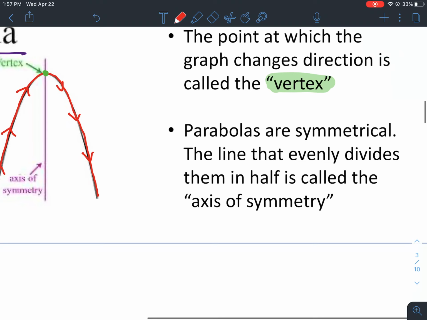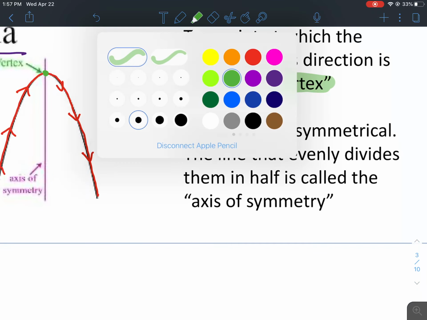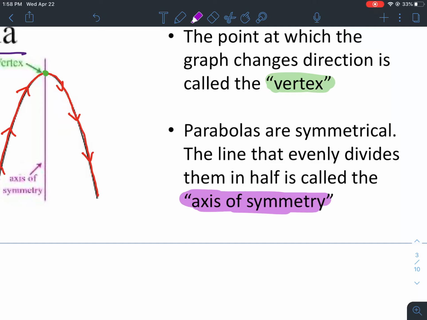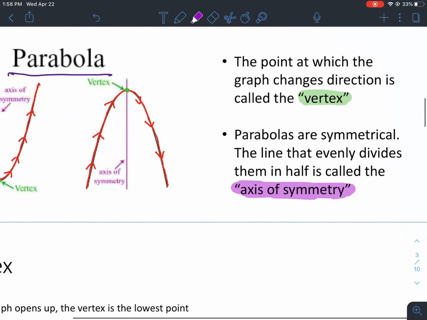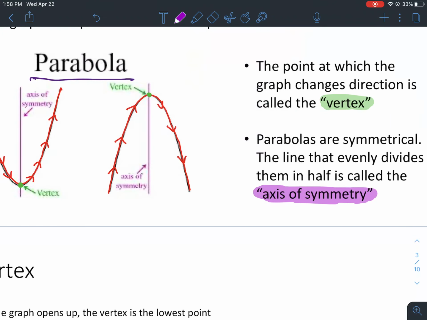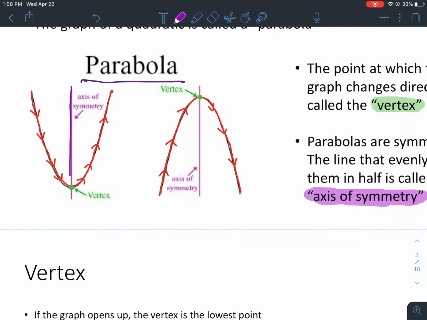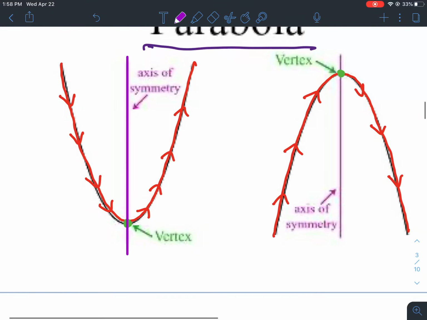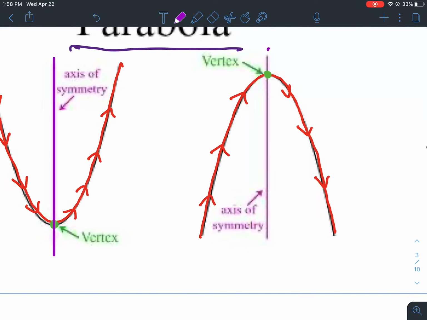Lastly, parabolas have something called the axis of symmetry. Now, the axis of symmetry is the line that basically cuts the parabola perfectly in half. That line of symmetry is always going to go through the vertex. So we can see in this first case, the axis of symmetry is right here. It's going perfectly through the vertex, and the left side is the exact same as the right side. If we were to fold this parabola, it would land perfectly on top of itself. Okay, likewise here, straight up and down through the vertex, that axis of symmetry, and we get the exact same thing on both sides.